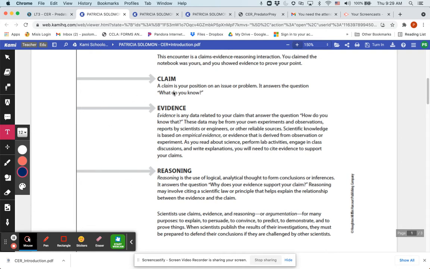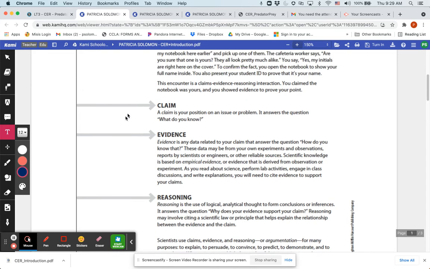Okay, so the first thing you're going to write is a claim. A claim is your position on an issue or problem, so it answers the question. So if there's a question that's presented to you, then here's where you're going to answer it. This should be 1 or 2 sentences at the most. It should not be a very long thing, and you should not explain anything in here. You shouldn't put evidence in it. This is like your topic sentence. It's just the one sentence you write to say, this is my answer to the question.